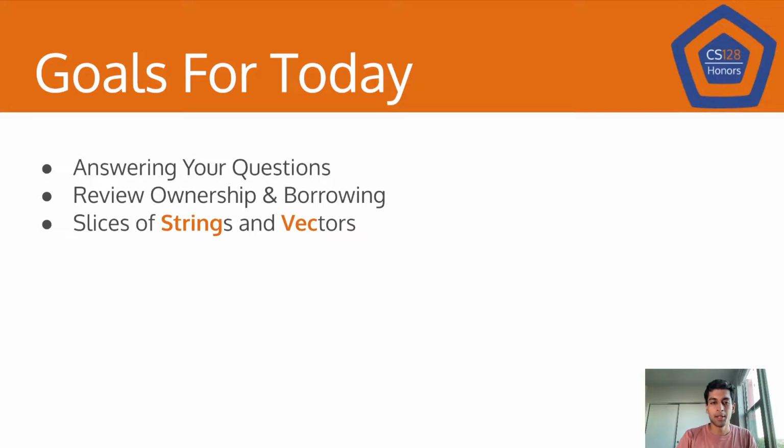So today we're going to be answering some of the questions that you guys have been asking in the PrairieLearn sections, so please keep doing that. We'll continue to address those questions in future lectures. Then we're going to review ownership and borrowing, and finally cover slices of strings and vectors, which again ties into some borrowing.